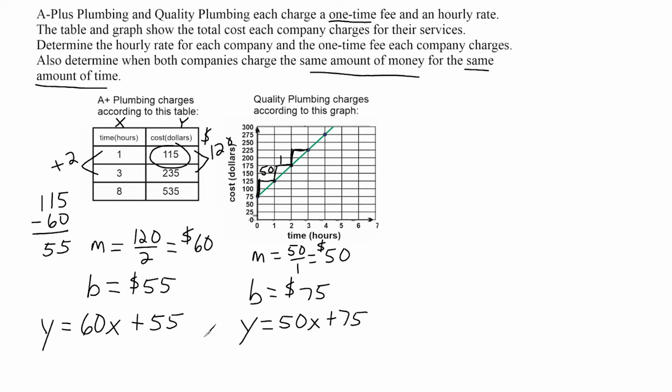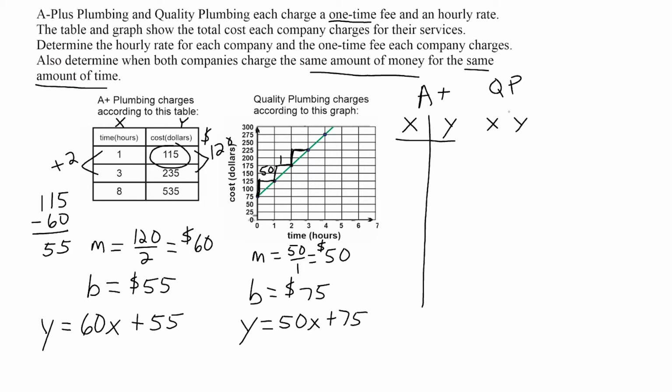Now, there's a couple of ways we can go about this. Let's do the table strategy first. What I'm going to do is make two tables, one that is A+, and I'm going to make another table that represents Quality Plumbing.